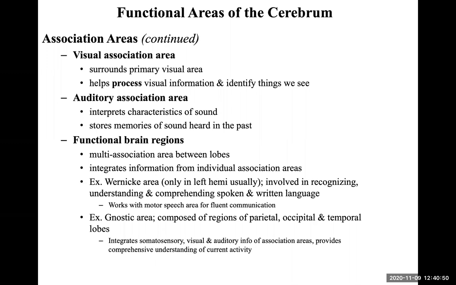And then the Gnostic area is made up of regions of the occipital, parietal, and temporal lobes. And the Gnostic area plays an important role in integrating information from the association areas from each of these lobes. And it provides us with a comprehensive understanding.